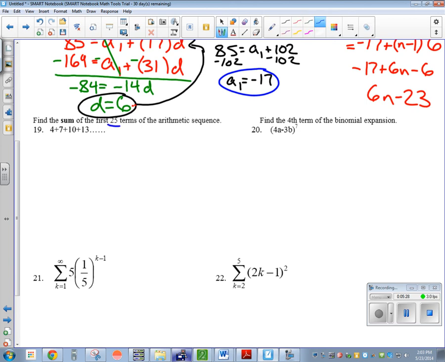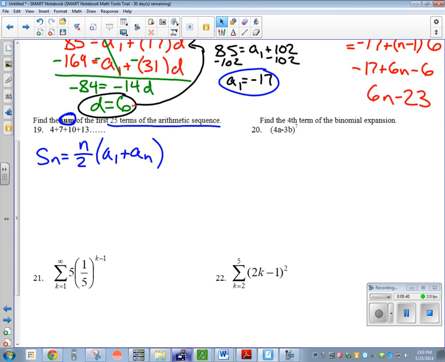Find the sum of the first 25 terms of the arithmetic sequence. Since it says sum, I'm going to use a sub 1 plus a sub n. N is 25 since I'm finding the first 25 terms. A sub 1 is 4. I do not know what a sub n is. A sub n stands for the nth term of the equation. I do not know it.